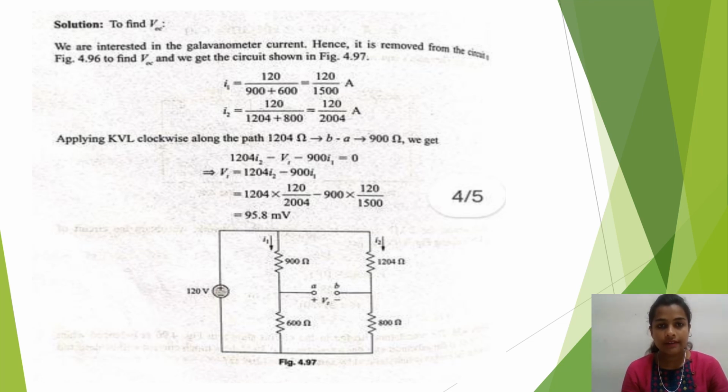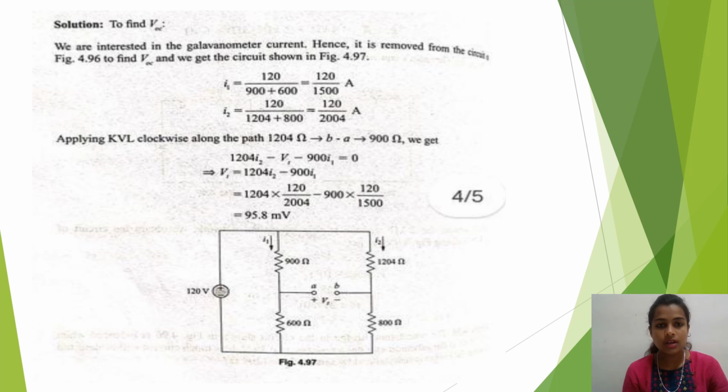We are interested in the galvanometer current, hence it is removed from the circuit to find VOC, and we get the circuit shown. For finding I1, we take the voltage divided by R1 plus R3. Voltage is 120 divided by R1, which is 900, plus R3, which is 600. That is equal to 120 by 1500 ampere, where I2 is equal to 120 by 1204 plus 800. That is equal to 120 by 2004 ampere.